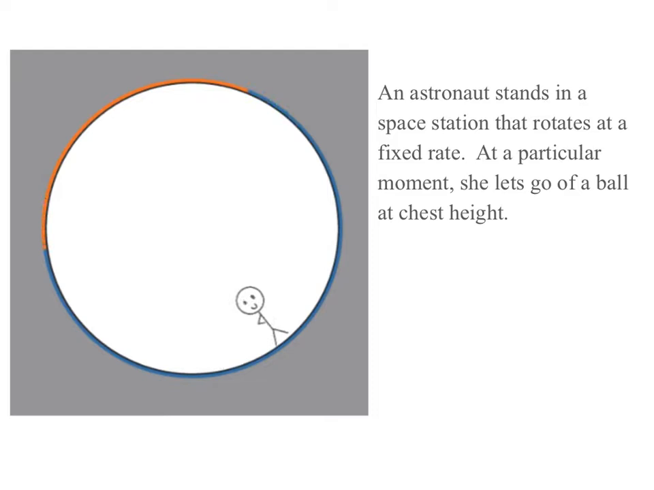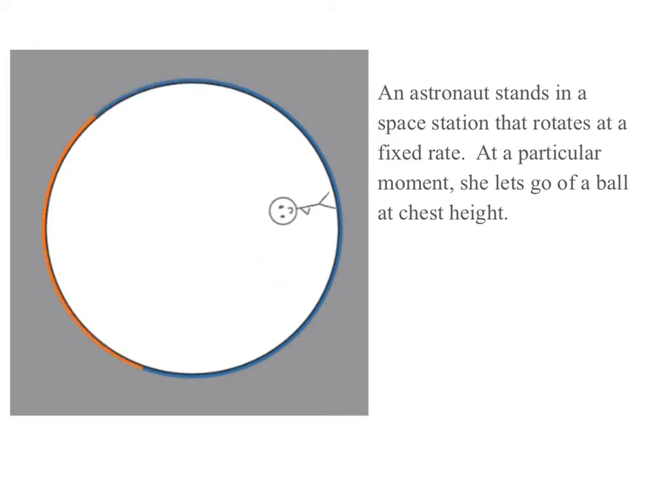So we have an astronaut standing in a space station that rotates at a fixed rate. At a particular moment, she lets go of the ball at chest height. So she's holding the ball here, and now she's going to let it go. And what happens, of course, which isn't too surprising because the first law says that once she lets go of the ball, there are no forces on it, so it continues at the velocity it had while going around the space station, which we can compute, remember, as v equals omega r.